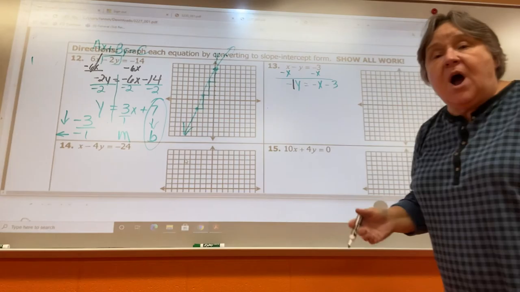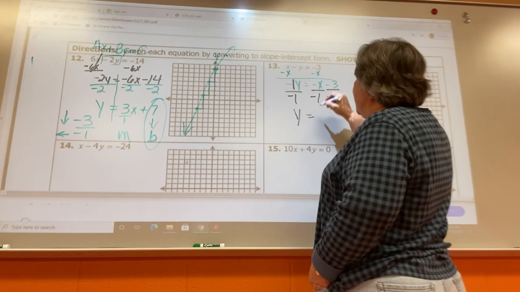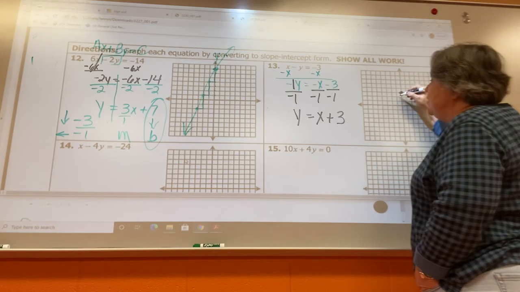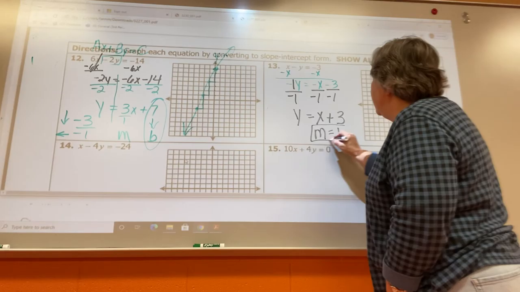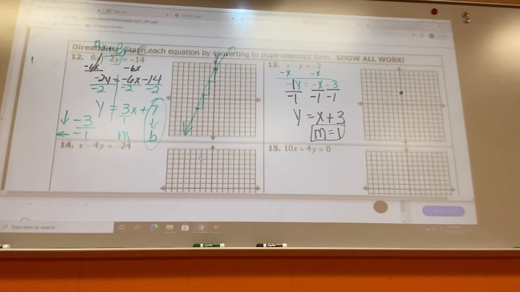So I need my Y by itself over here. So this is 6X plus negative 2Y. To make this go away, this 6X, I'm going to subtract 6X because it's added to 2Y. So if I subtract it here and subtract it here, I move it without changing the value. So now I have negative 2Y equals negative 6X minus 14.